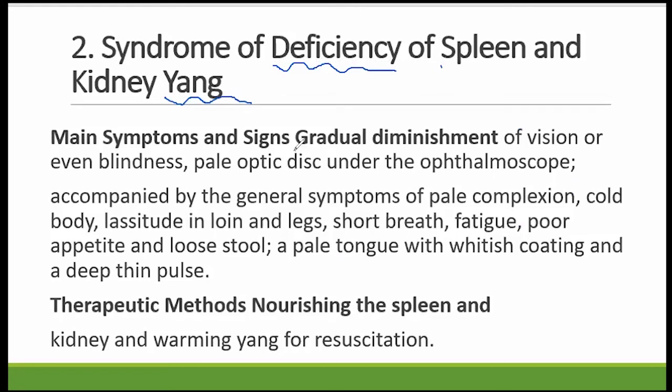So the symptoms: still gradually losing vision, and in severe cases maybe totally no vision. Looking inside the eye, which still needs a special kind of scope, there is still a pale color in there.